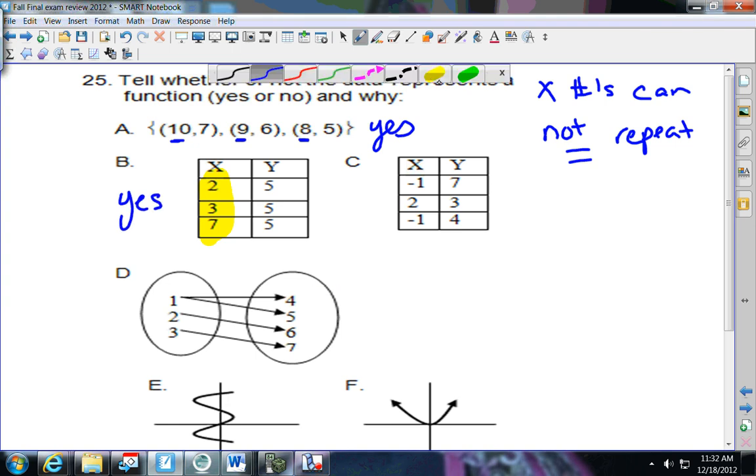Okay, what about these Y's? Do any of them repeat? Yeah, these negative ones do. Since those repeat, this is not a function.